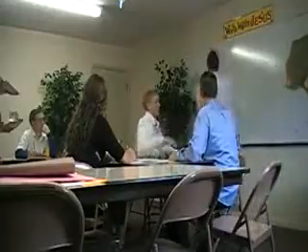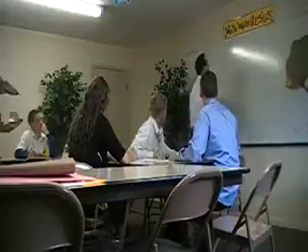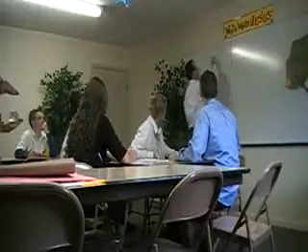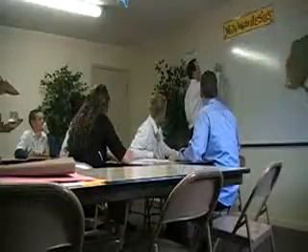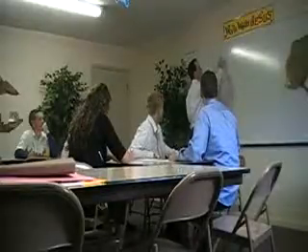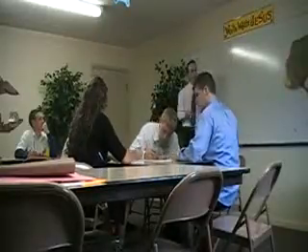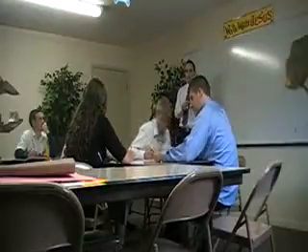Here we go. Okay, guys, today what we're going to be working on is the FOIL method in algebra. And the FOIL method stands for first, outer, inner, and last. Now, this is when we are multiplying two binomials with a binomial.